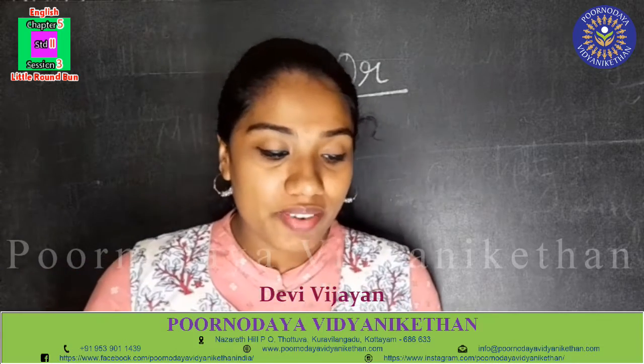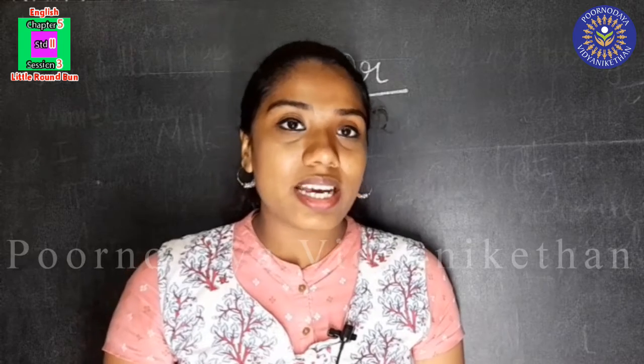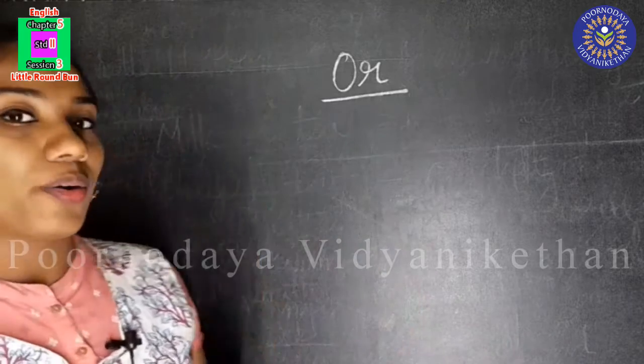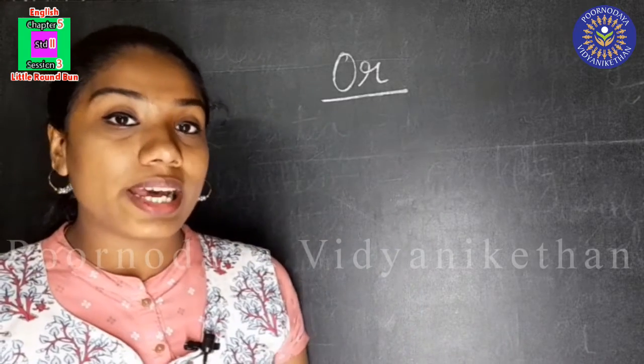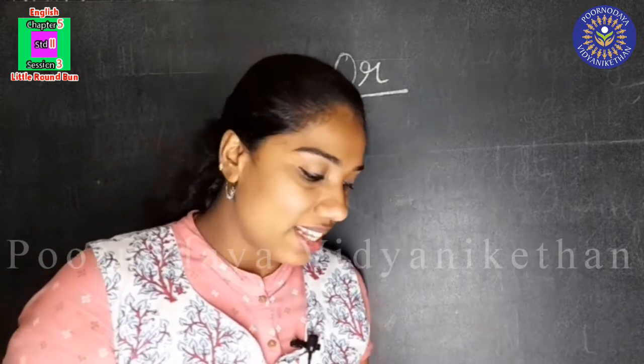So, we have learned a chapter, Little Round Bun, isn't it? And we have done the activity part also. Today, we are going to do the writing part. We are going to learn the usage of or. We are going to learn where to use or. Are you ready, children? See this.